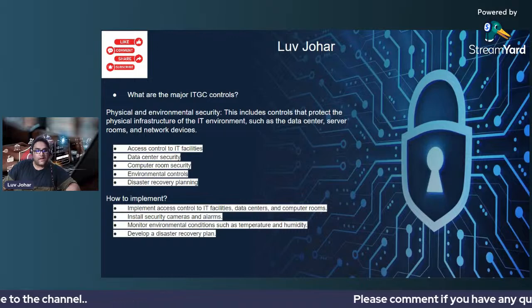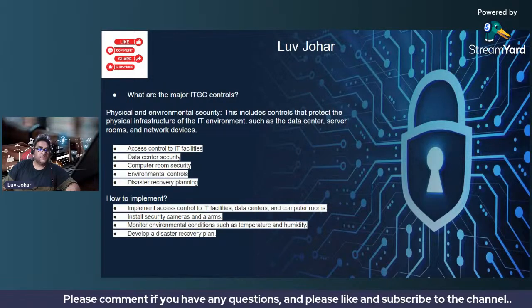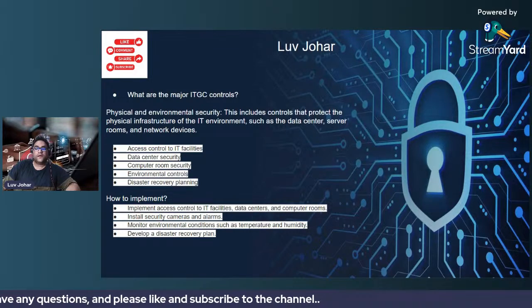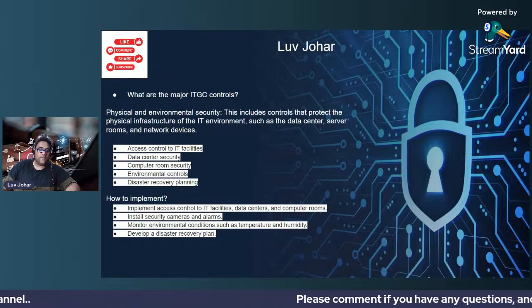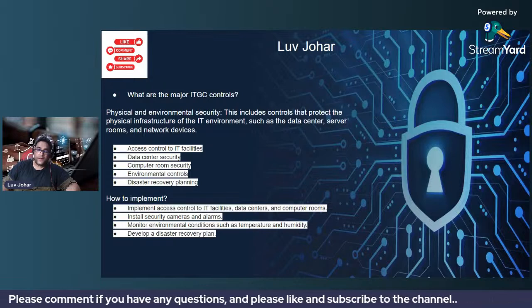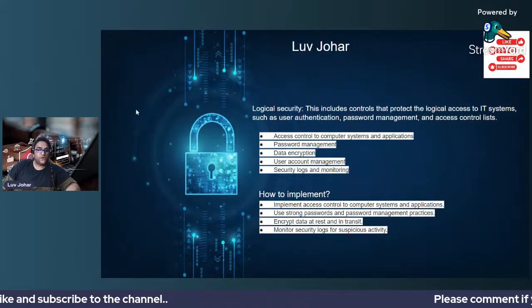And you can install security cameras, you can install alarms, you can monitor the environmental conditions, such as temperature, such as humidity, because this is physical and environmental security. So you have to make sure that you take care of the environment. What environment? Your IT infrastructure environment. And then you develop a disaster recovery plan, because this is crucial in order to implement the ITGC control for physical and environmental security. Next, quickly coming on to logical security.